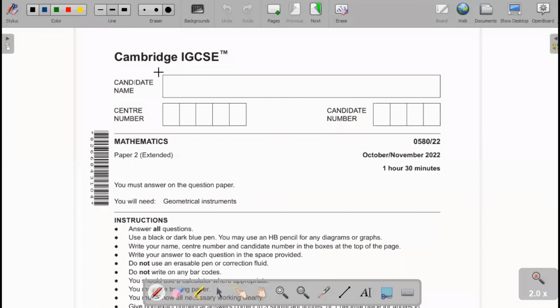Bismillahirrahmanirrahim. Today I will solve Cambridge IGCSE Paper 2, October/November 2022. Now let's start the paper.